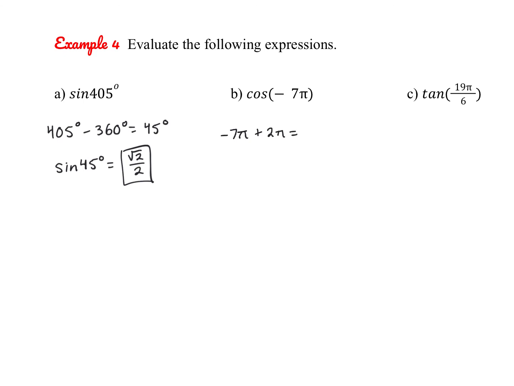So I can add 2 pi, and we get negative 5 pi. All right, let's add 2 pi again, and we get negative 3 pi. All right, let's add 2 pi again, and we get negative pi, which is not too bad to work with. Or, if you prefer to work with positive angles, sometimes that's a little bit easier, you can add one more round.